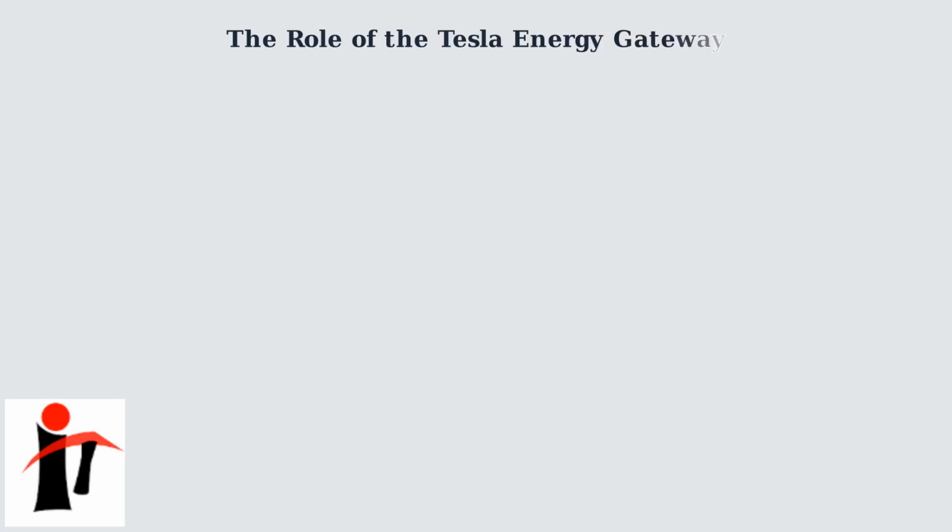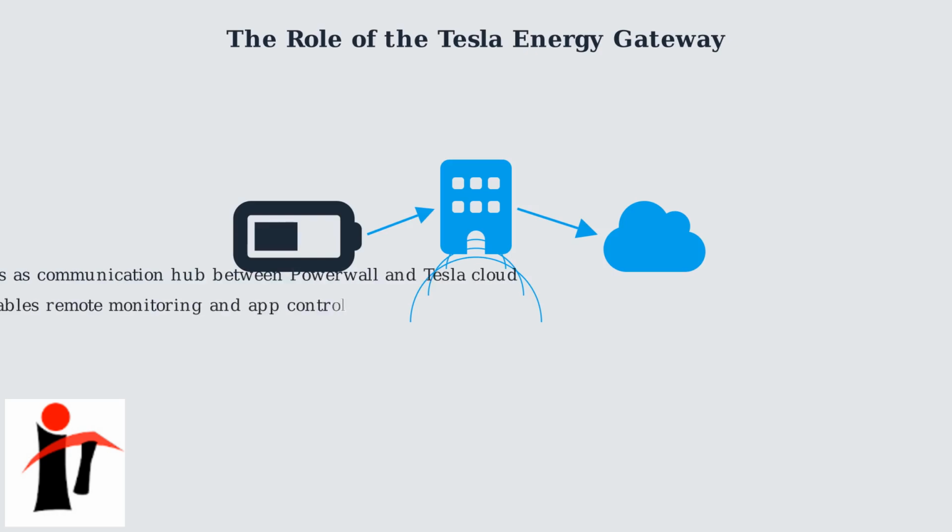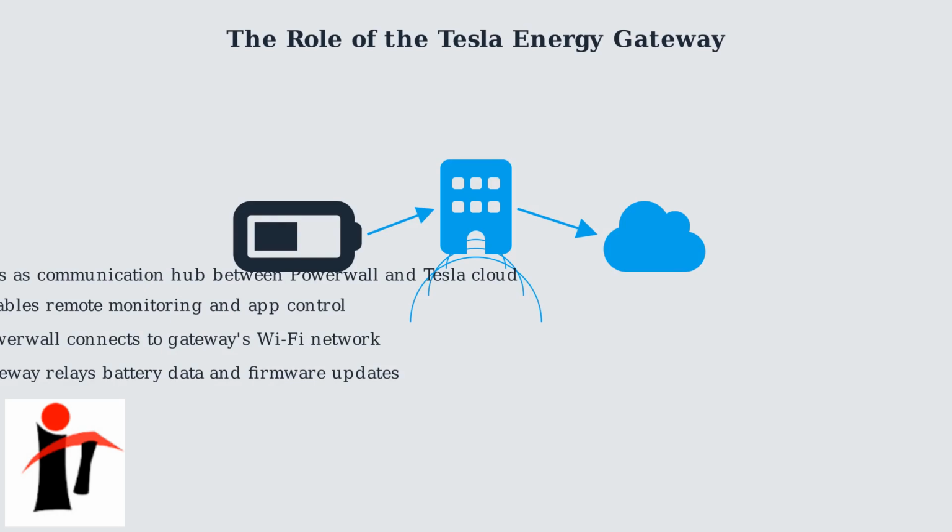The Tesla Energy Gateway serves as the central hub for all communication between your Powerwall and Tesla's cloud servers. This device creates its own Wi-Fi network that the Powerwall connects to, allowing seamless data exchange for battery management and remote control. The gateway relays essential information, including battery status, energy flow data, and firmware updates. Without this connection, you'll lose the ability to monitor and control your Powerwall through the Tesla app.